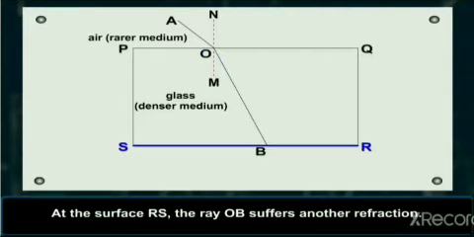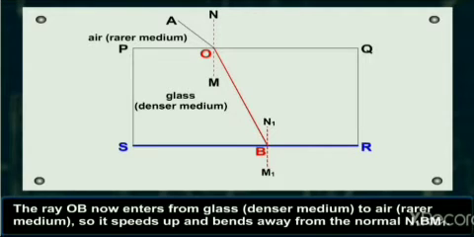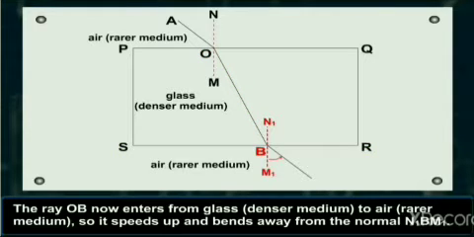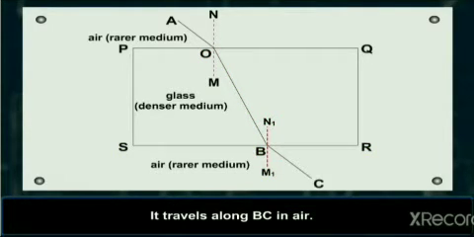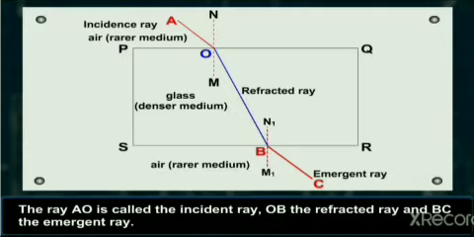At the surface RS, the ray OB suffers another refraction. N1BM1 is the normal to the surface RS at the point of incidence B. The ray OB now enters from glass, which is the denser medium, to air, the rarer medium. So it speeds up and bends away from the normal N1BM1. It travels along BC in air. The ray AO is called the incident ray, OB the refracted ray, and BC the emergent ray.